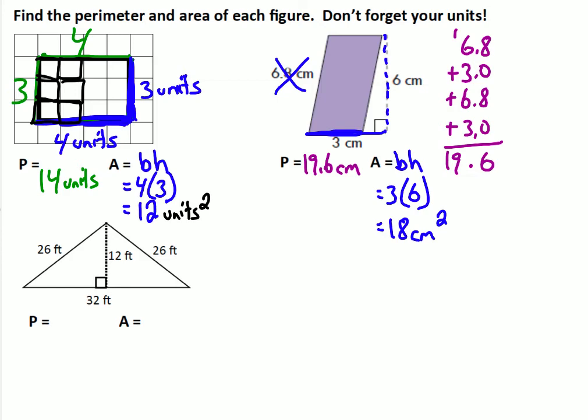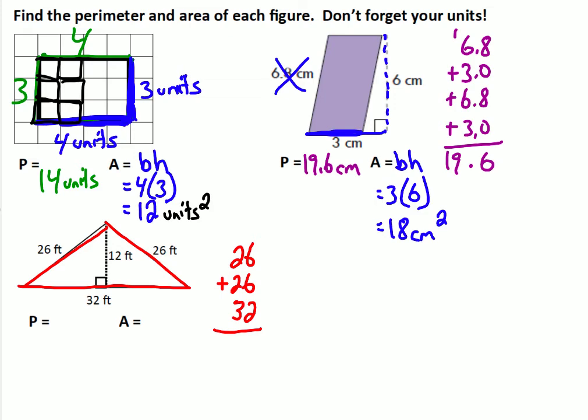All right, last one. All right, so our triangle. Again, triangles and parallelograms, you have to be extra careful to make sure you get the right measurements. So for perimeter, we want to go around the outside of the shape. So we're going to add 26 plus 26 plus 32, all of the edges of the shape. 12 isn't the edge of a shape, so we're not going to add up the 12.